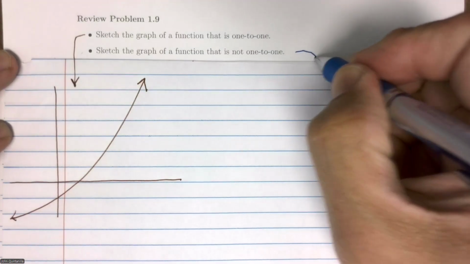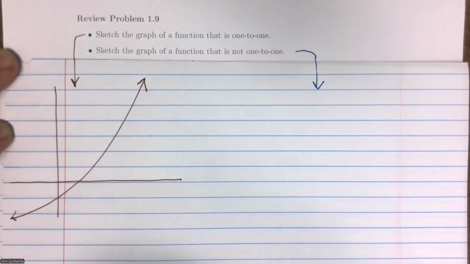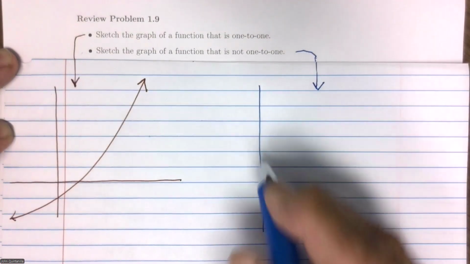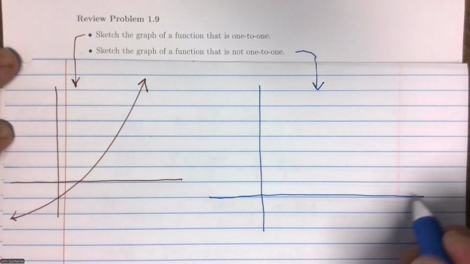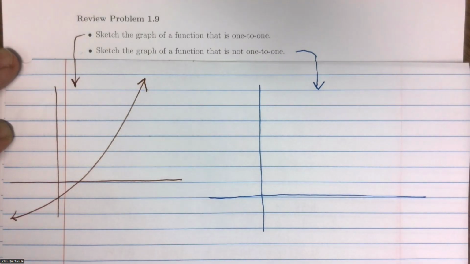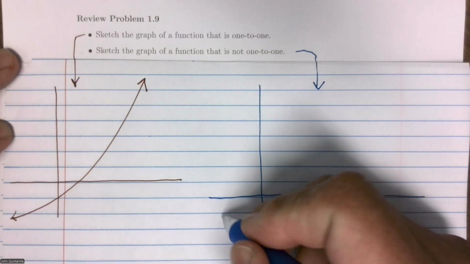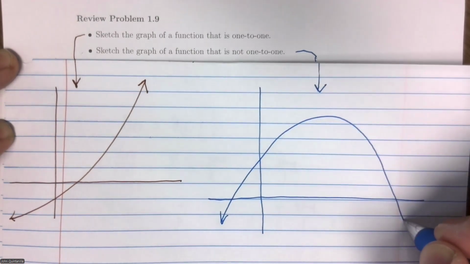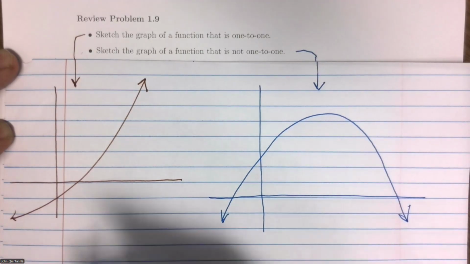All right, second part of the question. Draw the graph of a function that is not one-to-one. Okay, so I want it to be a function, so it still has to satisfy the vertical line test, but it must not satisfy the horizontal line test. So here's an example of something that is not one-to-one.